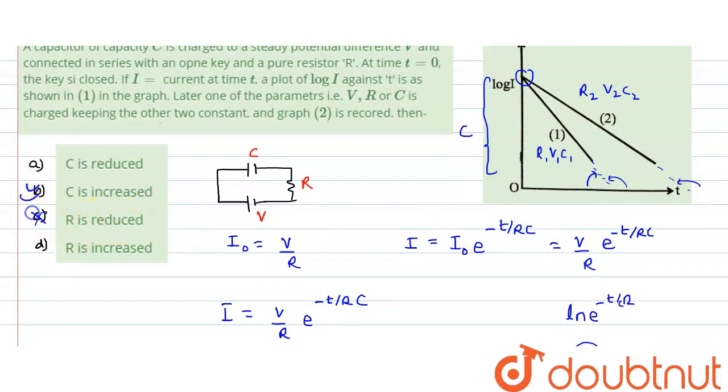Now resistance is reduced, this is wrong. And this would also be wrong, the resistance is increased, this is also wrong. Why? Resistance is remaining the same. So B would be the correct option. Hope you understood this solution.